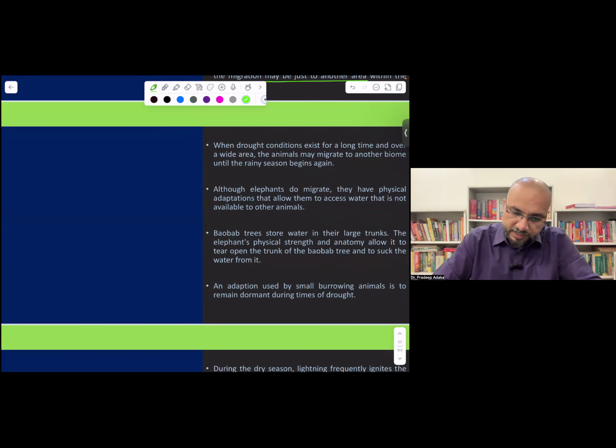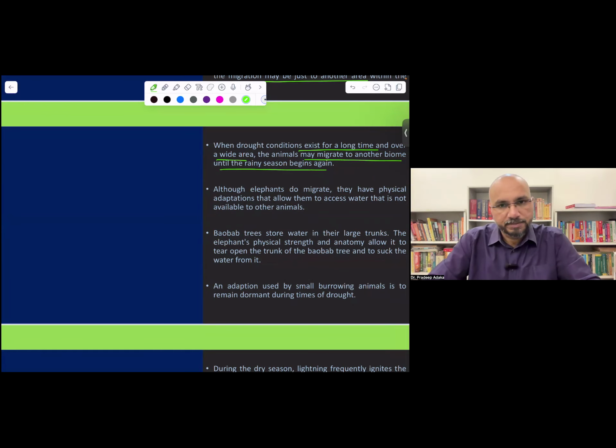So when drought conditions exist for a long time and over a wide area, the animals may migrate to another biome until the rainy season begins again. They will come back when the rainy season begins. So they might migrate if this drought or the dry condition prolongs. Generally, it is localized. Within the biome, they will move from one area to another area. They might leave the biome for some time until the rain arrives again. They'll come back.